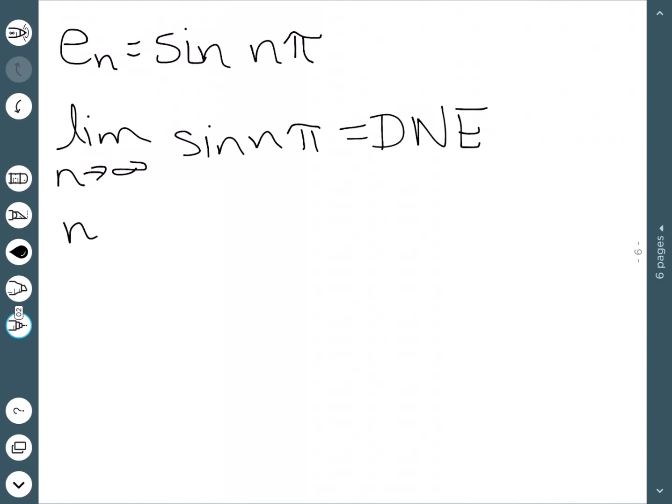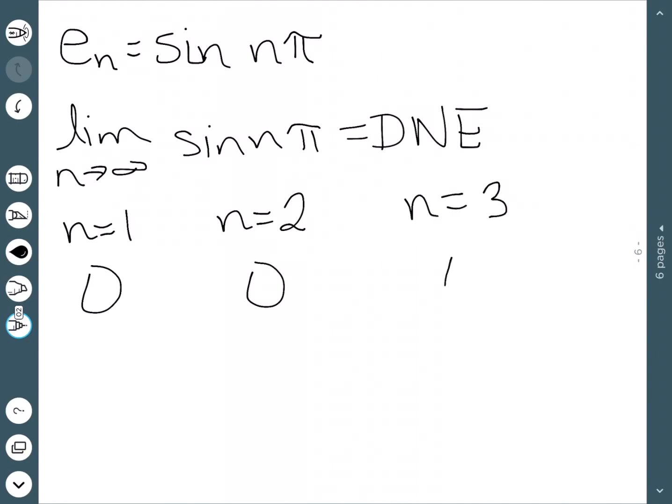If n is equal to 1, then we have sine of pi, which is 0. If n is 2, sine of 2 pi, which is 0. If n is 3, we have sine of 3 pi, which is 0. And you can continue on. While the limit of the function does not exist, the limit of the sequence in this case is 0.